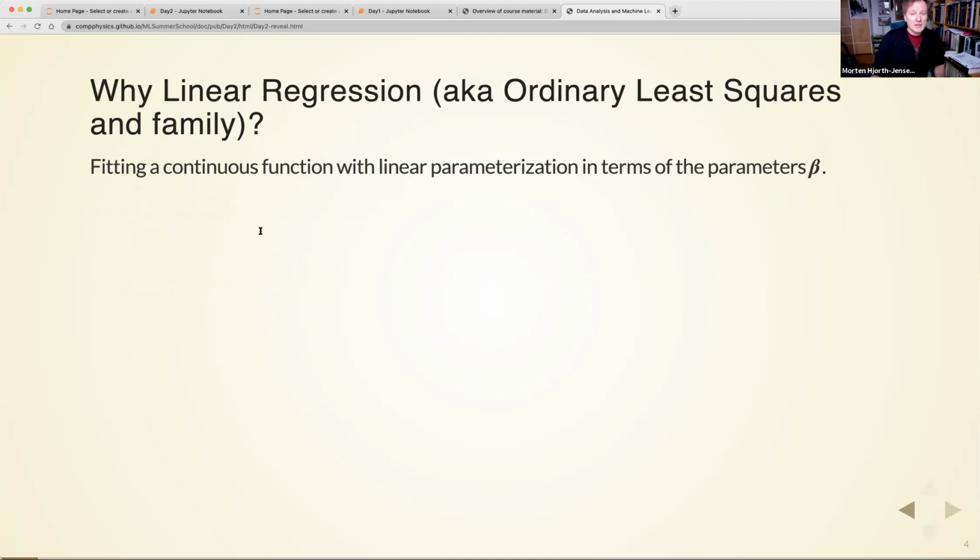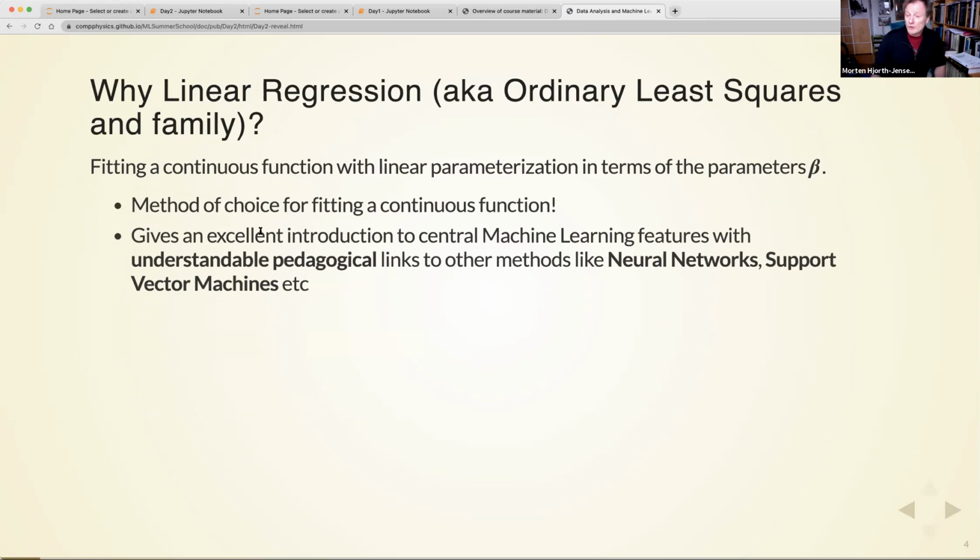So what we're going to do now is linear regression. There are extensions of linear regression, and one of the extensions is kernel regression, where you can actually have more complicated functions you want to fit, but we are going to stay with linear regression. That means fitting a continuous function, with linear parameters in terms of some parameters beta. It's the method of choice for fitting a continuous function. It gives an excellent introduction to many of the central features, and it has what I would call an understandable pedagogical link with other methods. And you will see that later.